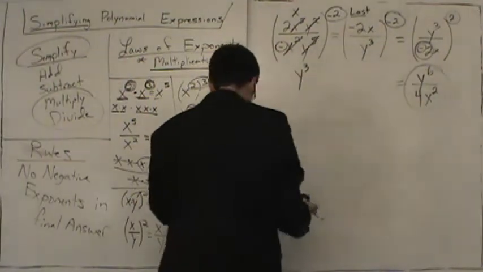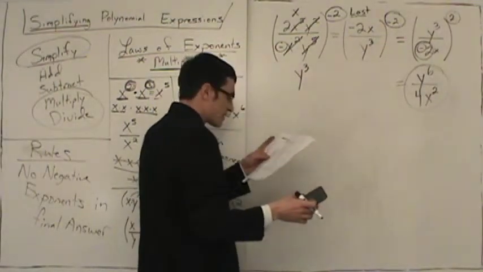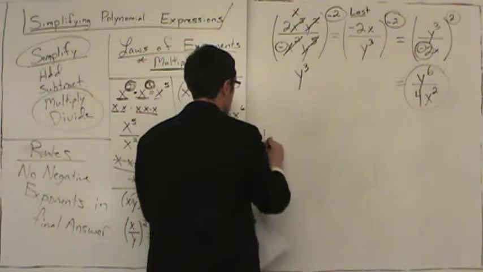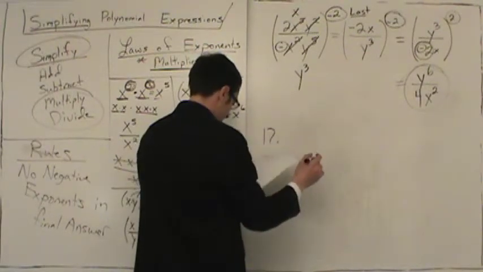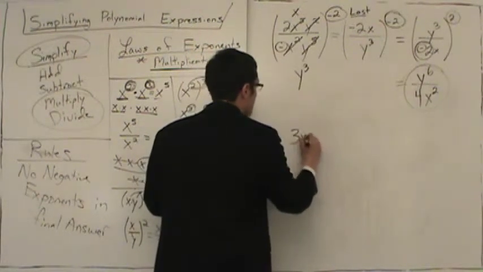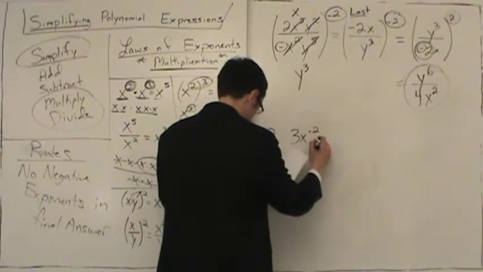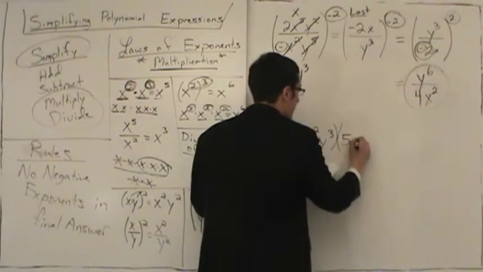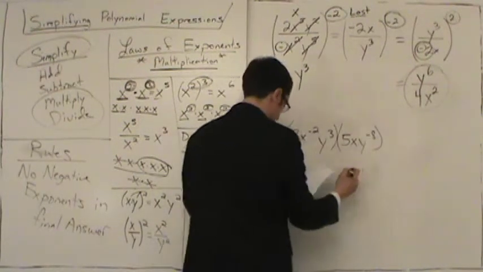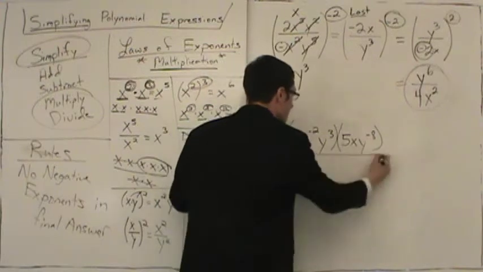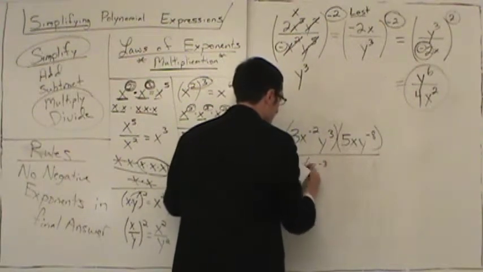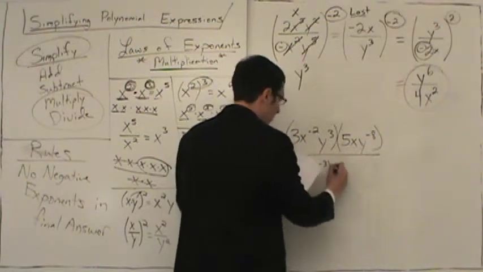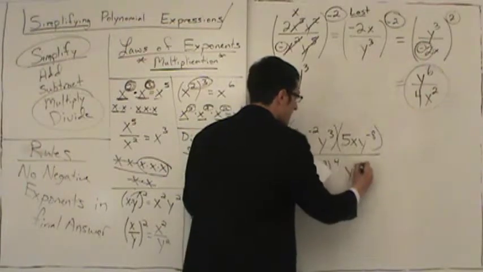Now, next and last question, number 17. Number 17 says 3x to the negative 2 power, y to the third, multiplied by 5xy to the negative 8, over x to the negative third power to the fourth power, which is y to the negative 2.